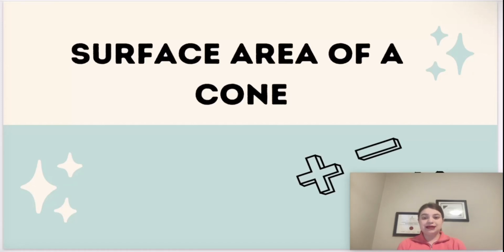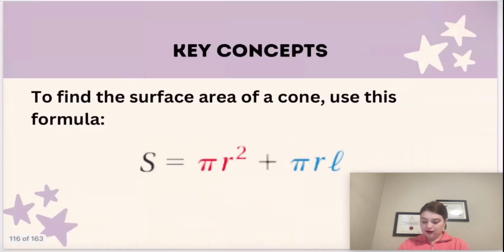Welcome back. Today we're going to talk about the surface area of a cone. So to find the surface area of the cone, we will use this formula, pi r squared plus pi r l, where r is the radius of the circular part of our cone and L is the slant height.